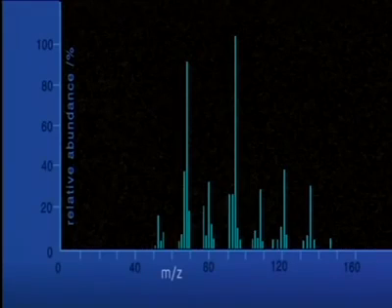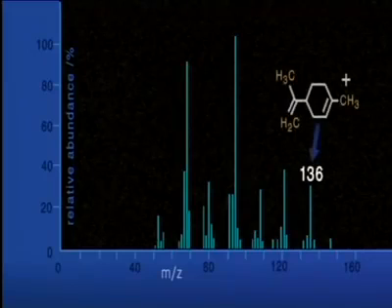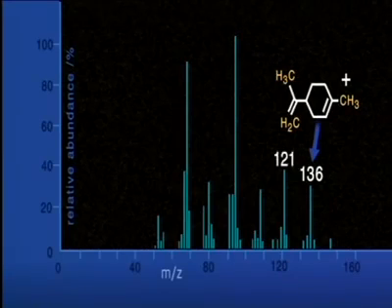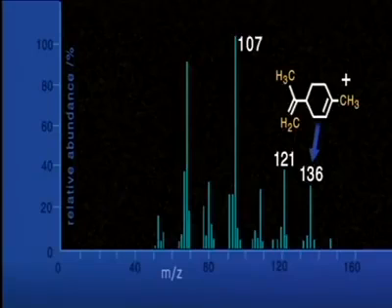The peak at 136 units represents the parent ion, the whole molecule that has lost an electron. The peak at mass 121 units, 136 minus 15, is the parent ion from which one of the CH3 groups, relative molecular mass 15, has broken off in the ionization chamber. And the peak at mass 107, 121 minus 14, could be formed by further loss of a CH2 group. Other peaks are caused by more complex breakdowns and rearrangements.